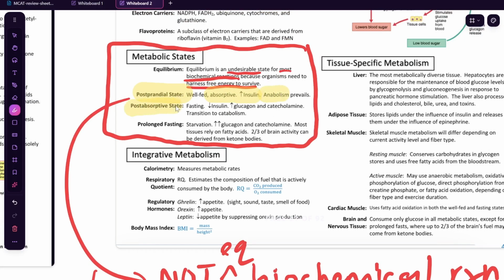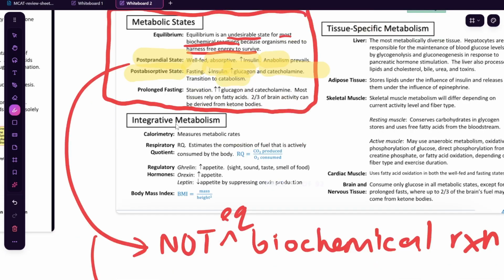And then post-absorptive state is when you're fasting. Well-fed, by the way, is like you just ate a meal. And then post-absorptive state is you're fasting. And so your insulin will lower. These are hormones, and your glucagon will go up, and catecholamine as well. And so it transitions to catabolism, where we're breaking things down.